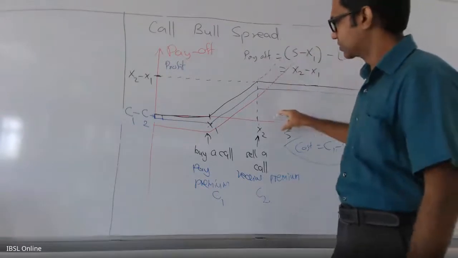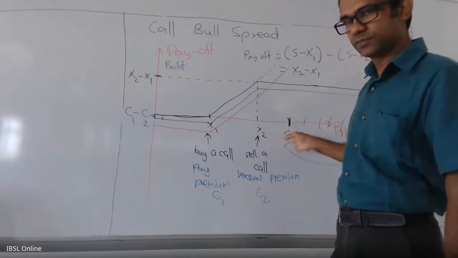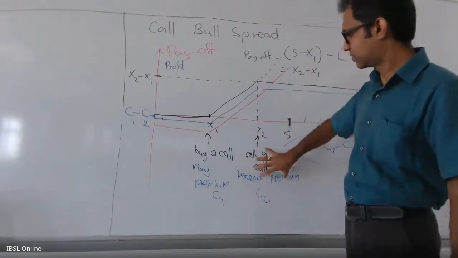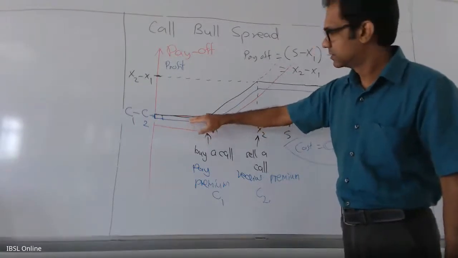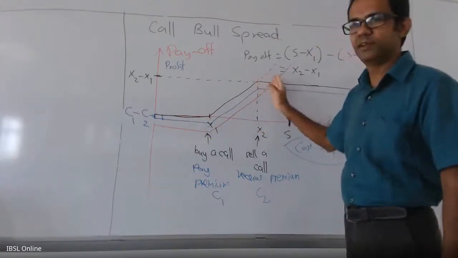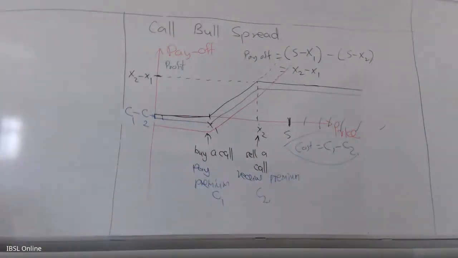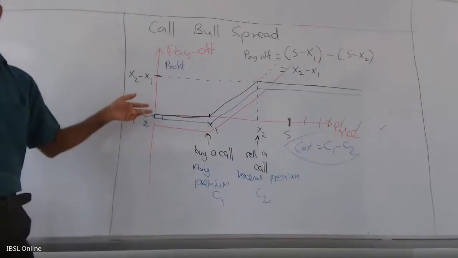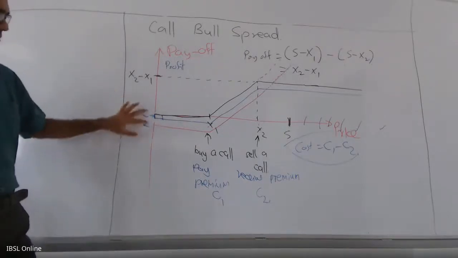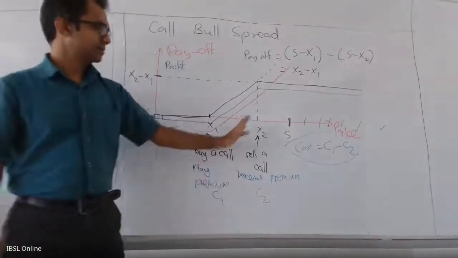So just to reduce your cost, because you think the price will not go beyond X2, you sell a call option. Then you can reduce your cost and meantime limit your upside gain. So that's why they say no free lunch. You won't get anything at a lower cost without giving up something else. So you reduce your cost, meantime you give up upside gain beyond X2.